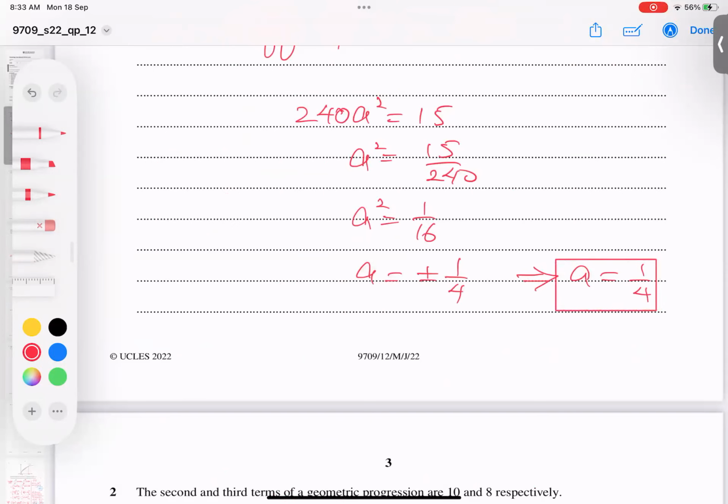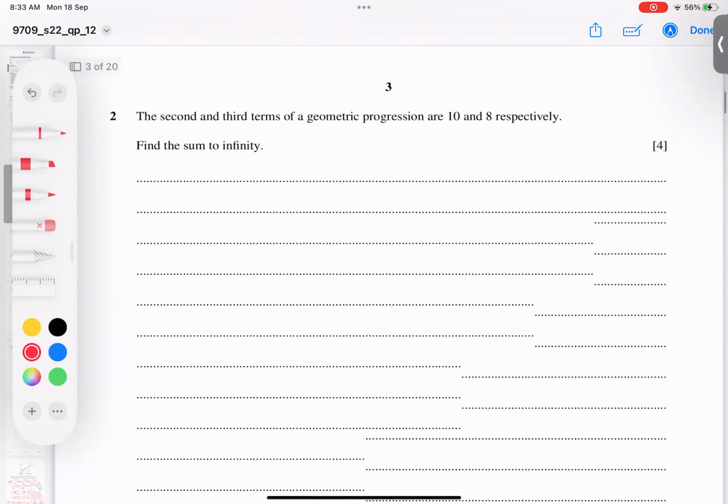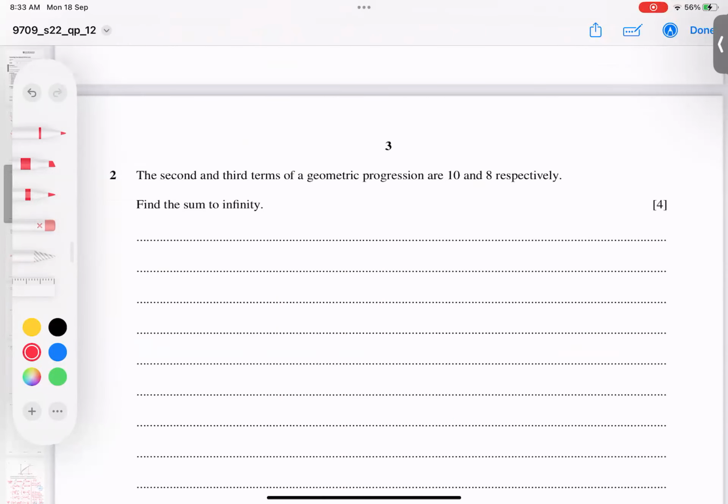So I hope the idea is very, very clear. And let's go for the next question. Next question, what he's asking here is that the second and third term of a GP are given. So the second term T2 is 10, and the third term T3 is 8. And he talks about GP, and sum to infinity is my target.